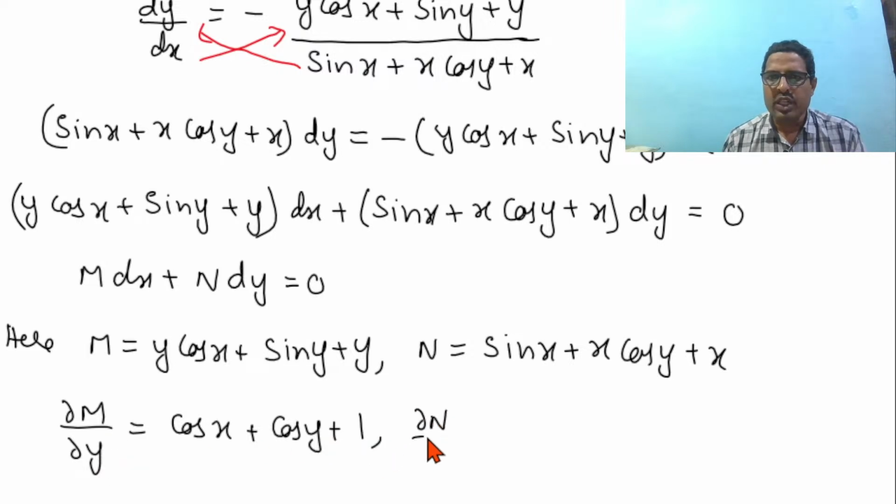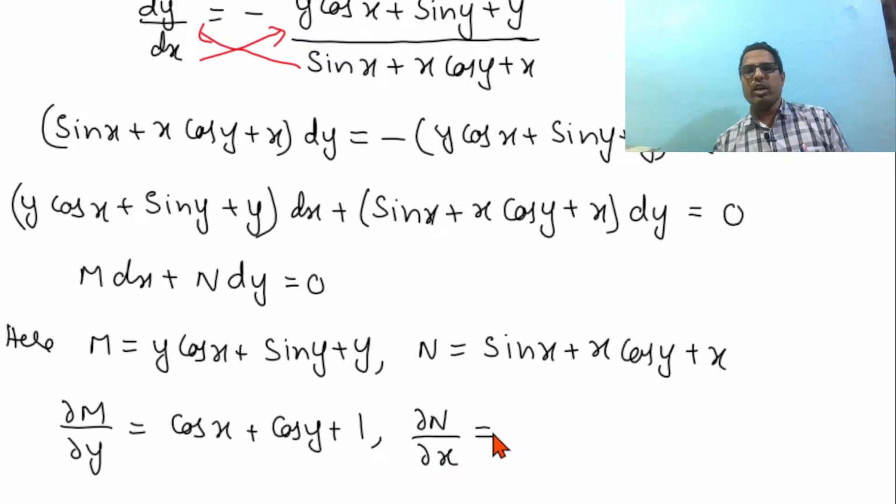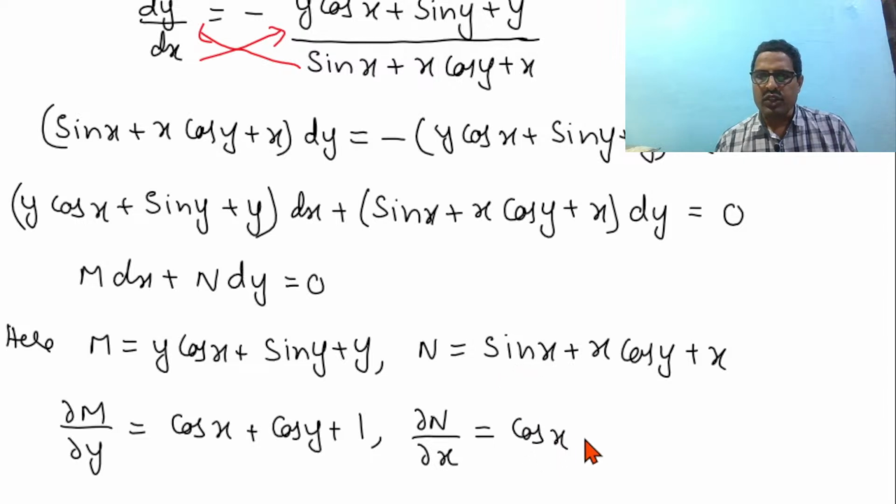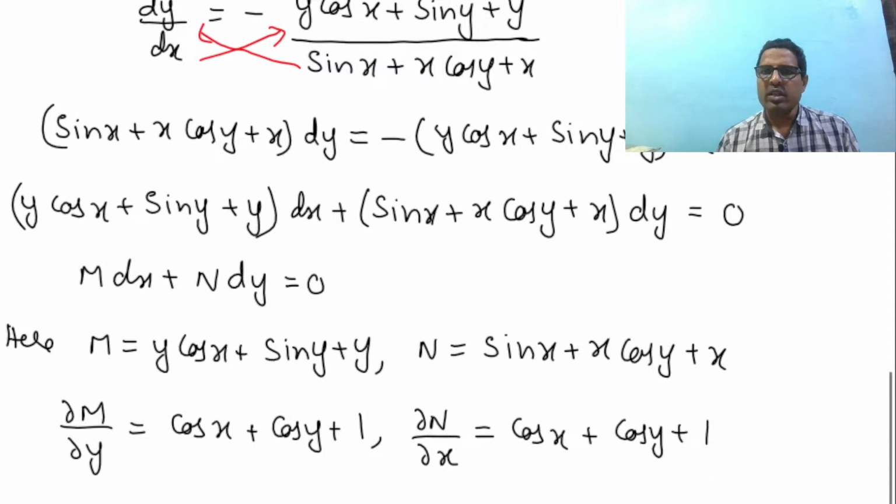Now try to differentiate this N with respect to x. ∂N/∂x is equal to, now when you are differentiating N with respect to x, y will be treated as a constant. So the differentiation of sin x will be cos x, plus the differentiation of x will be 1 and cos y will be a constant. So 1 into cos y will be cos y, plus the differentiation of x with respect to x will be 1. Now to check this, is ∂M/∂y equal to ∂N/∂x? All the values are the same, cos x plus cos y plus 1.